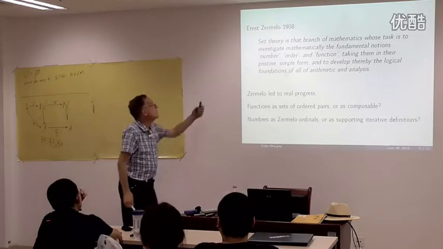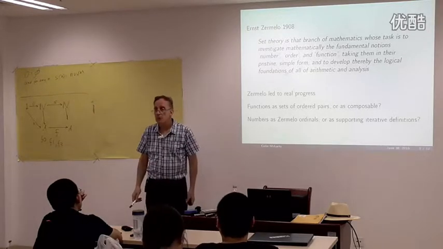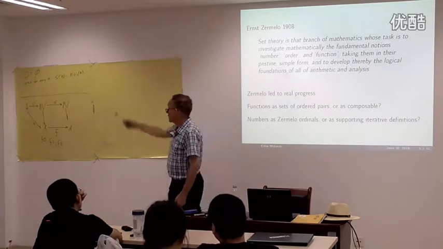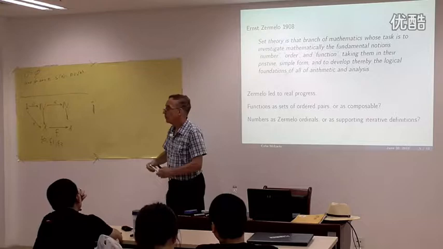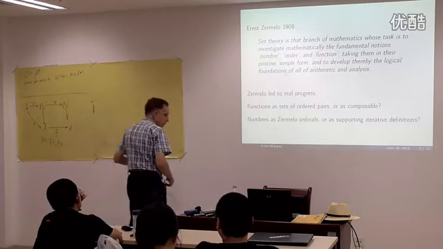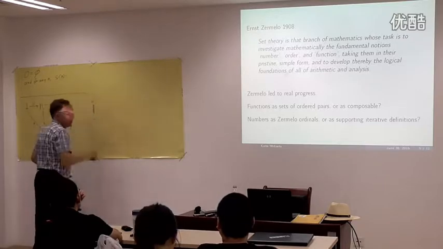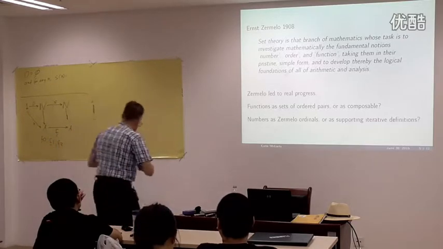I just think that's a better candidate for the pristine simple form of number than the von Neumann ordinals. Actually, I gave the von Neumann definition of successor. Remember, this isn't the definition Zermelo gave. No, Zermelo said the successor of n is just singleton n.